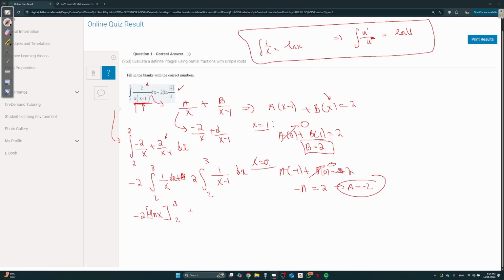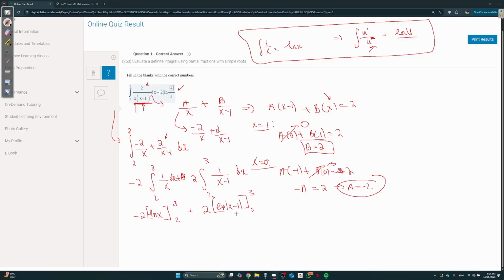Integral, now plus 2, integral 1 over x minus 1. Now we know that it's not 1 over x, so we can't say it's ln x. But we know that the derivative of x minus 1 is 1. So we can use the rule u prime over u is equal to ln u. So it's going to be ln u, in this case x minus 1. And this is also from 2 until 3.